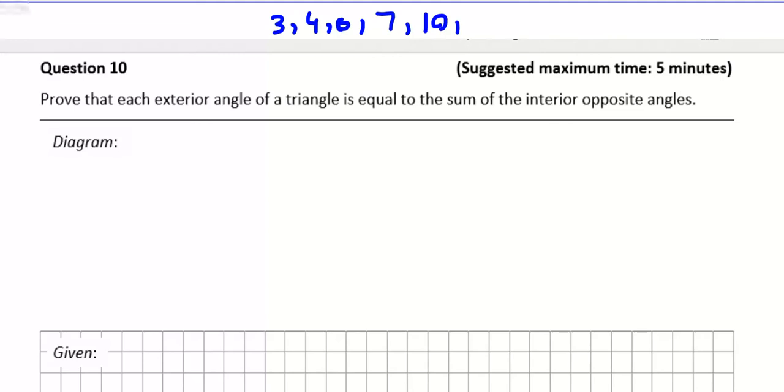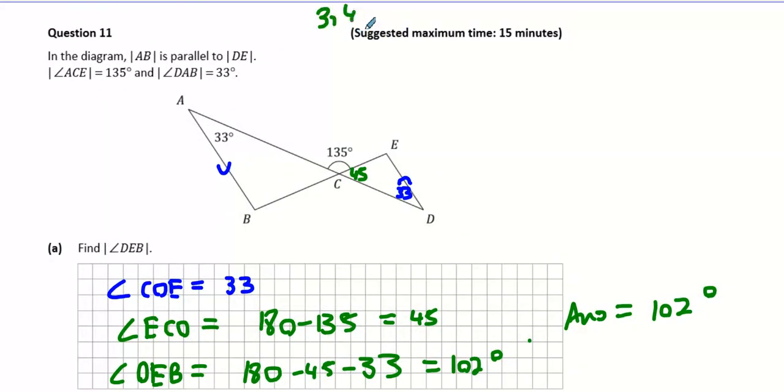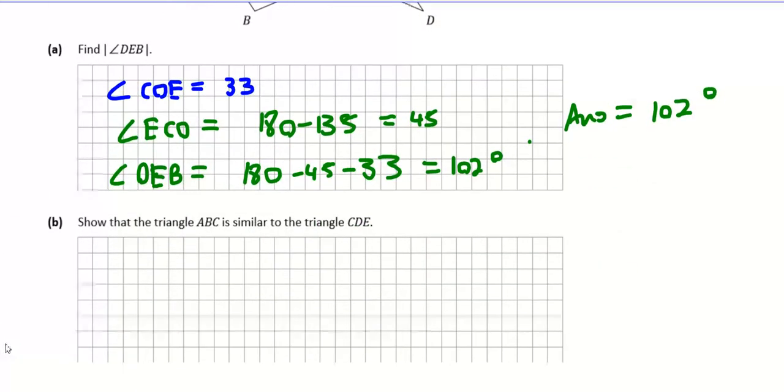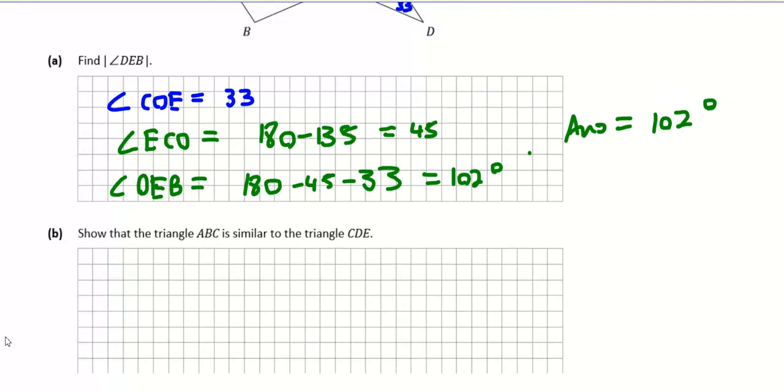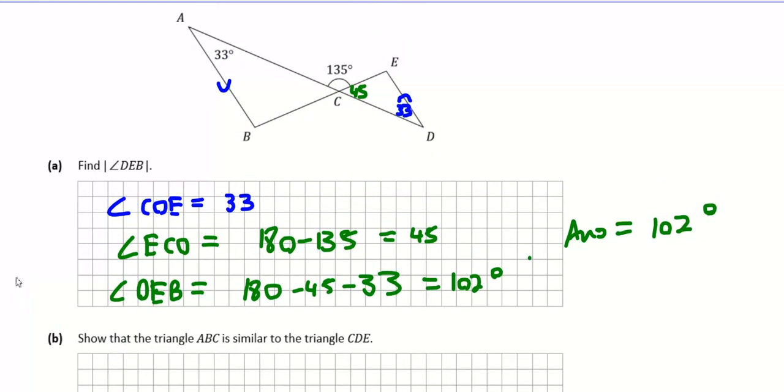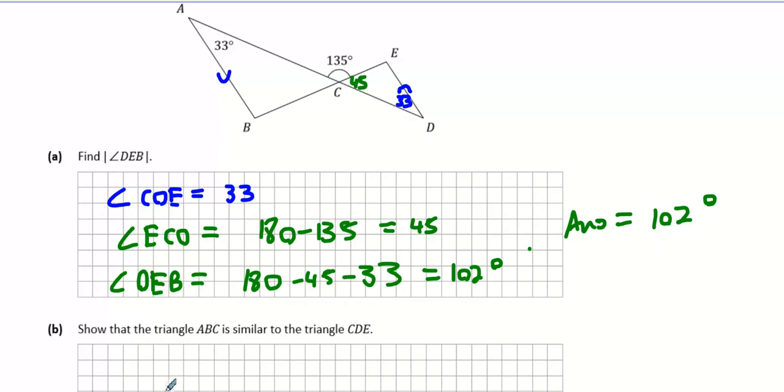So 3, 4, 6, 7, 10, 11. Now, what's the next one we've got to do? Show that triangle ABC is similar to triangle CDE. Okay, so ABC, this one, and then CDE.